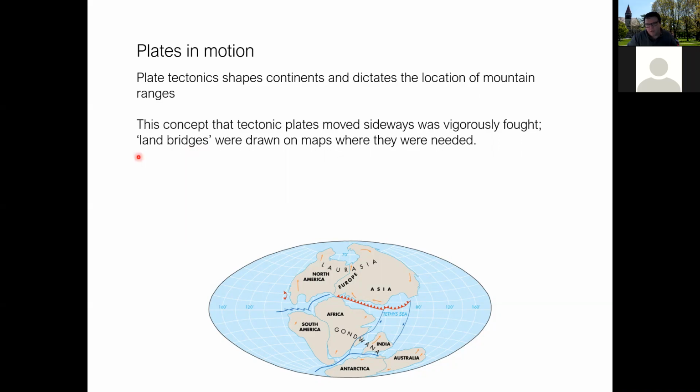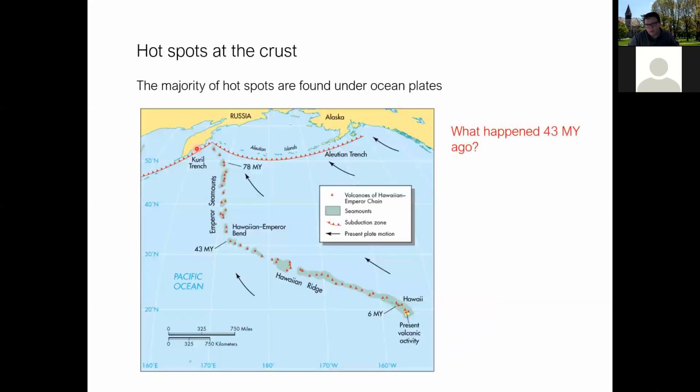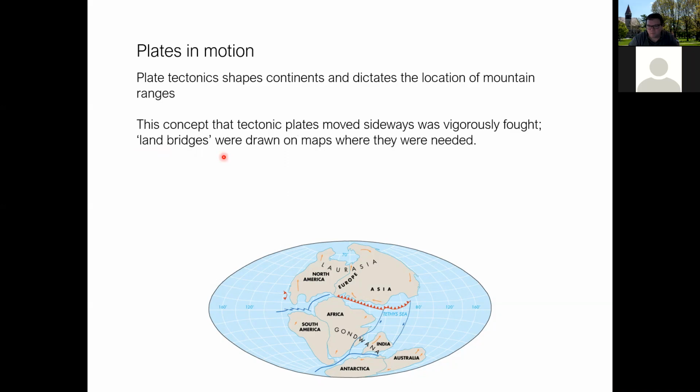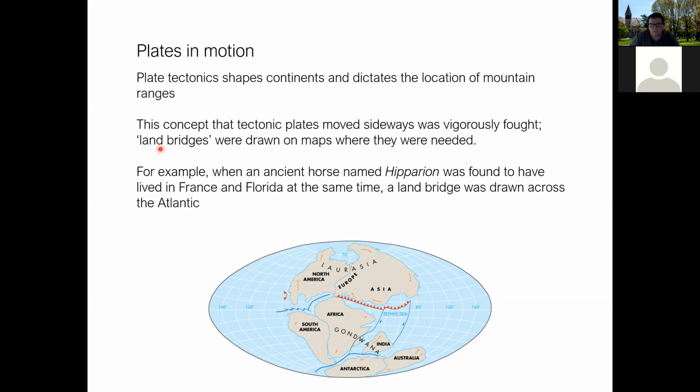Originally, people drew really complicated, extensive land bridges. So there were ideas going back to this where maybe it was actually island hopping between different places, and life could slowly move, and the fossils couldn't move, but the life forms that became fossils could move. Realistically, we know now that wasn't the case, and there are plenty of examples. One of the classic ones is Hipparion, a particular species of ancient horse, which was found to live in France and Florida at the same time, and people at that time drew really complicated land bridges connecting North America and Europe, rather than recognizing that in fact the plates were just closer together at that time.